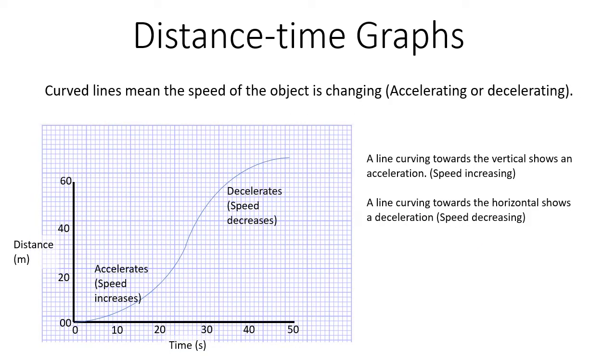Curved lines mean that the speed of the object is changing. It's either accelerating or decelerating. A line curving towards the vertical shows an acceleration. That means speed is increasing. Whereas a line curving towards the horizontal shows a deceleration, so speed is decreasing.